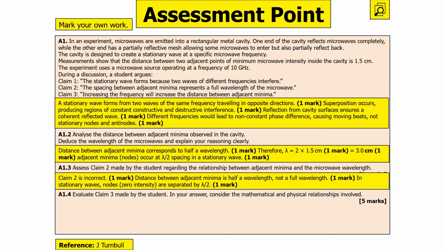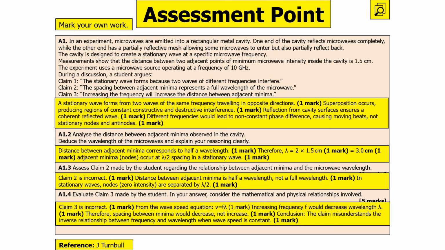Now claim 2 is incorrect. The distance between adjacent minima is half a wavelength, not a full wavelength, so in stationary waves the nodes are separated by λ/2. Now claim 3 is also incorrect. From the wave speed equation v = fλ, increasing the frequency f would decrease the wavelength λ. Therefore the spacing between minima would decrease, not increase. So the claim misunderstands the inverse relationship between frequency and wavelength when the wave speed is constant.